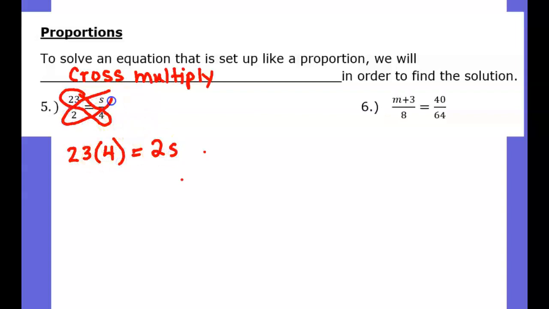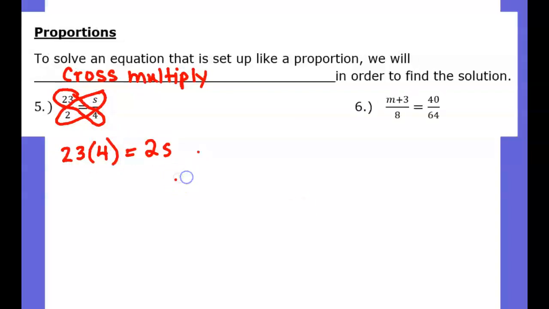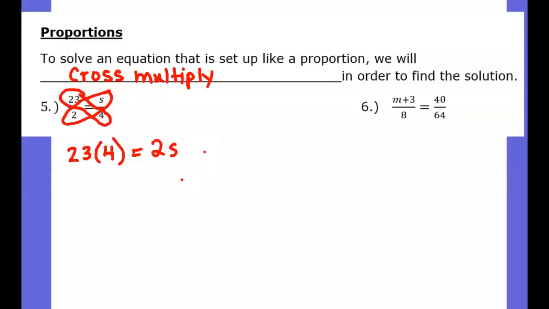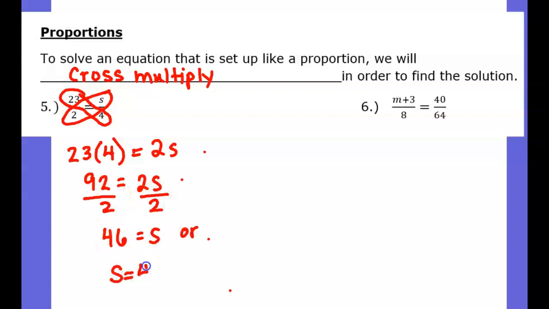Okay, we're going to multiply the denominator times the numerator. And it doesn't matter the order. I put the number in front of the variable because it's a coefficient. Okay, when we multiply out, you get 92 is equal to 2s, and then we just divide by 2. We're just solving the equation. So 46 is equal to s, and again, I like to put my variable on the left. S is 46.